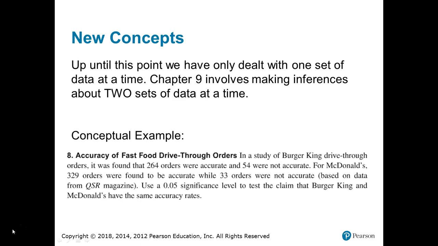So just a conceptual example, we won't actually solve this problem right now, but just so we can get the terminology down for what we mean by dealing with two sets of data at a time: accuracy of a fast food drive-through order. We're dealing with a Burger King drive-through order, and then we have total orders that were accurate and not accurate, and then McDonald's, how many orders we analyzed and how many were not accurate. And then we are making a claim that says Burger King and McDonald's have the same accuracy rates. And then we are doing a hypothesis test on that claim. So we are doing hypothesis testing, dealing with two sets of data.